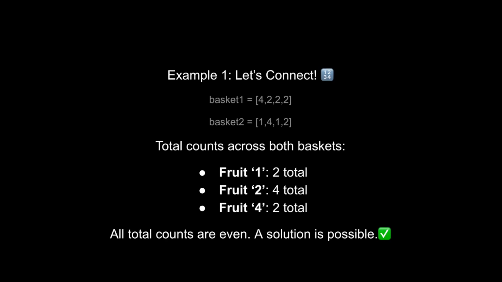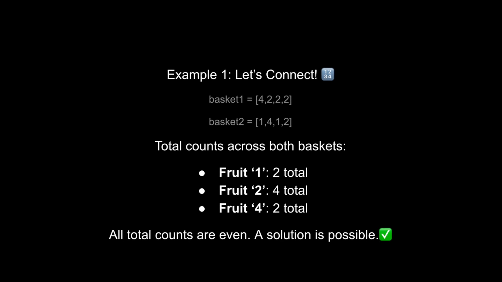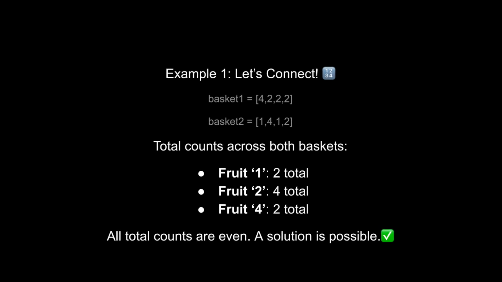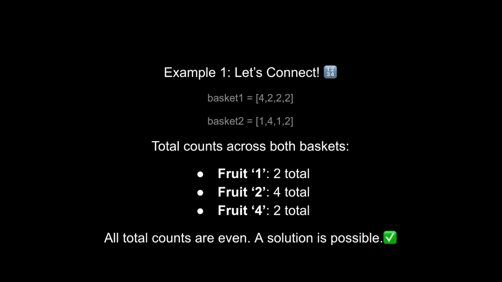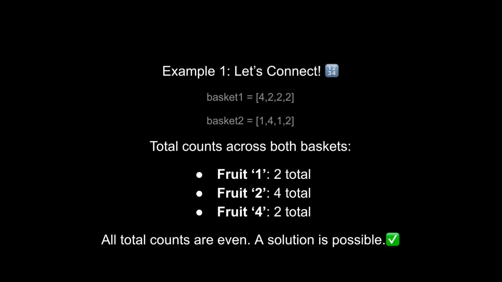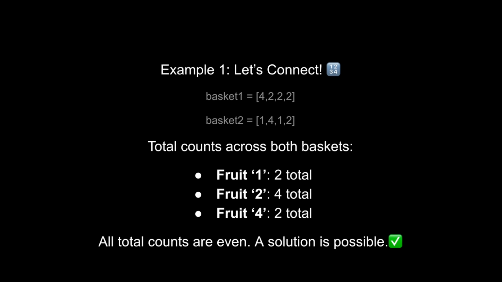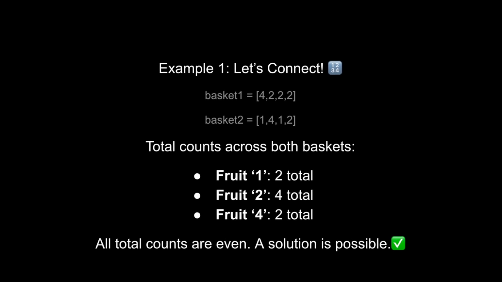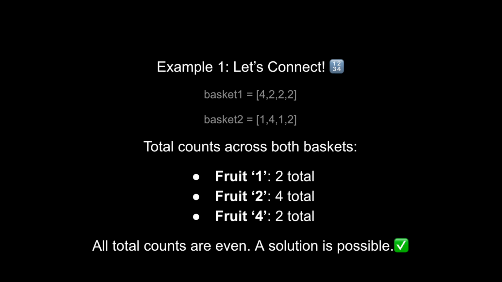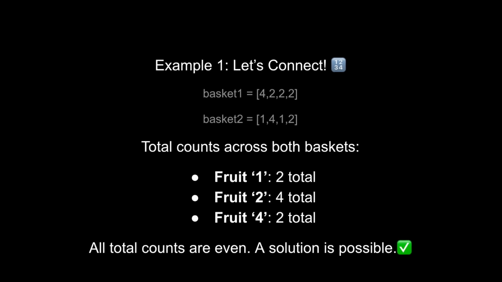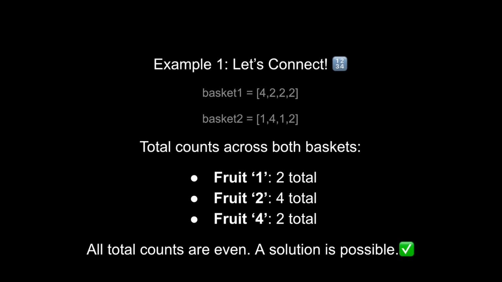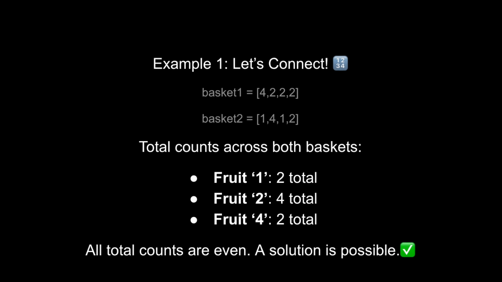Let's apply this check to the first example. We have basket 1 and basket 2. If we count everything up, we find we have 2 fruits of cost 1, 4 fruits of cost 2, and 2 fruits of cost 4 in total. All these counts, 2, 4, and 2, are even. Great. This tells us a solution is definitely possible. Now we can move on to figuring out the cheapest way to do it.